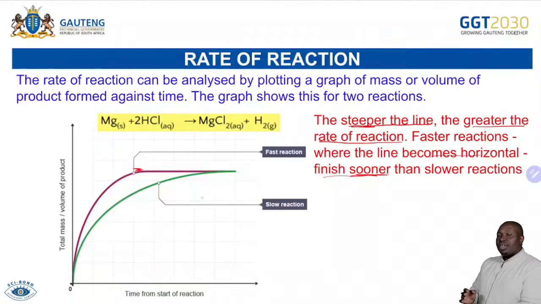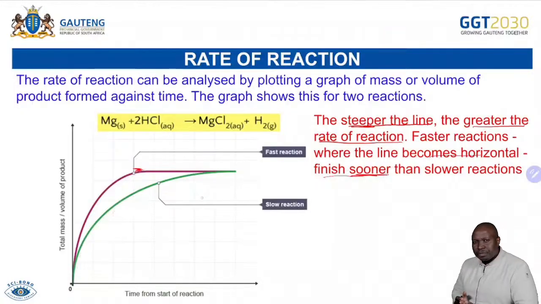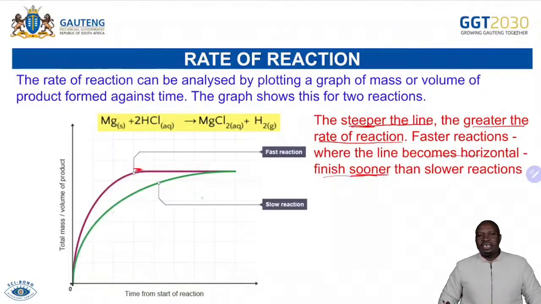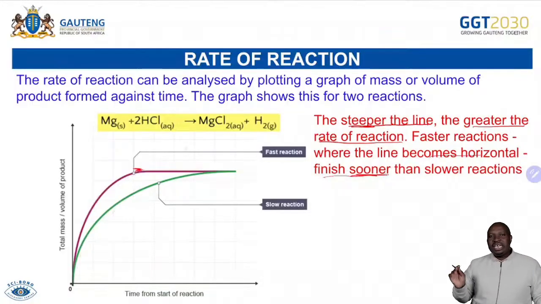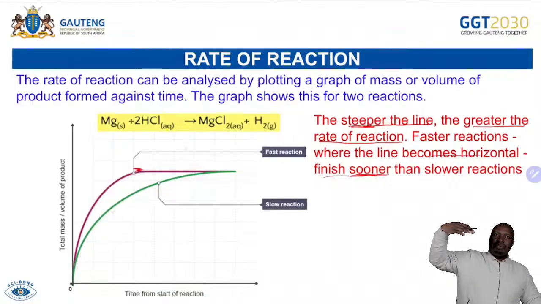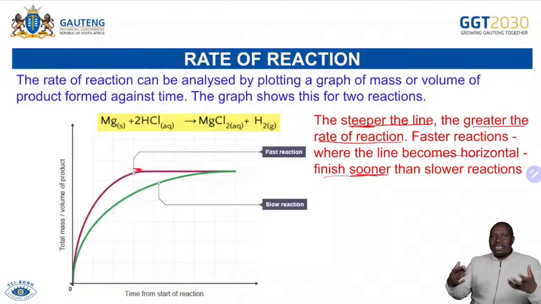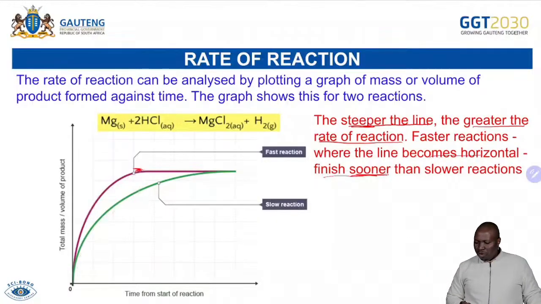So this graph, you can use it to show the effect of increasing temperature, the effect of increasing concentration, the effect of increasing surface area. All those will increase the rate of reaction, meaning that the graph will become steeper, and then it becomes horizontal sooner to show that it completes faster. But in terms of the volume of gas produced, you can see that it is the same amount of gas produced.